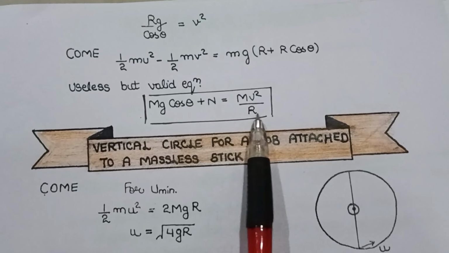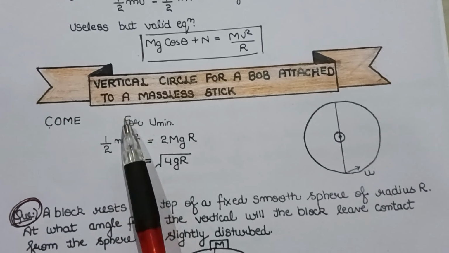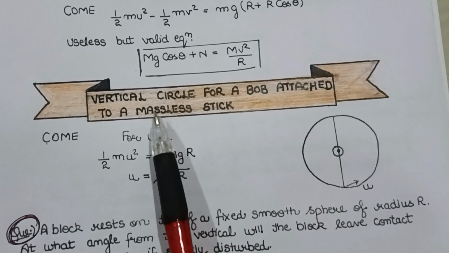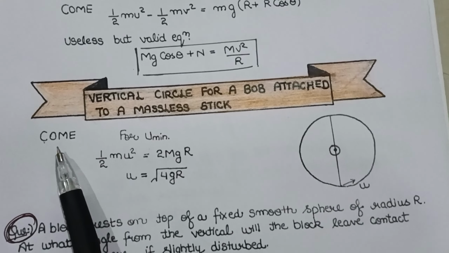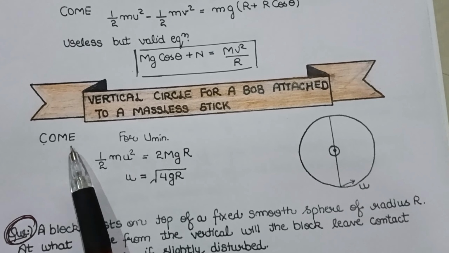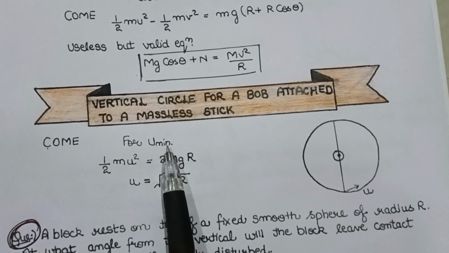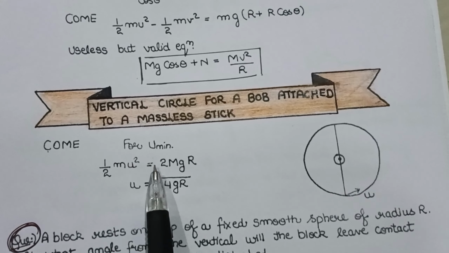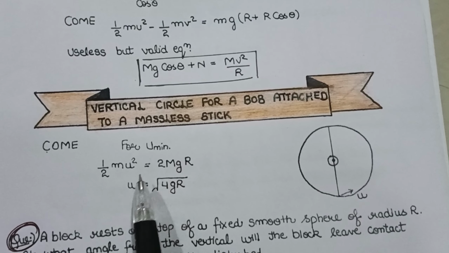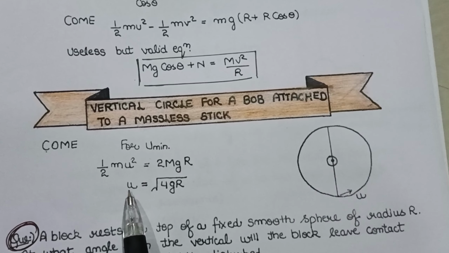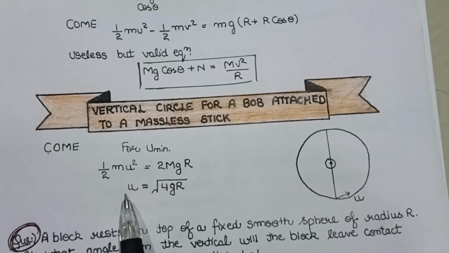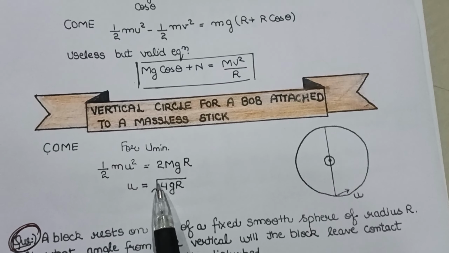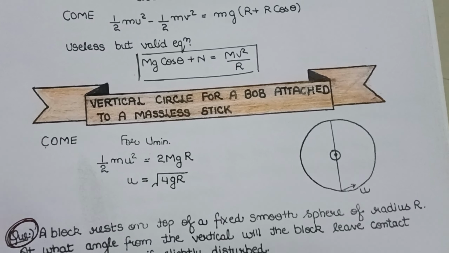Vertical circle for a bob attached to a massless stick. According to the law of conservation of mechanical energy, for u minimum or initial velocity minimum, half of mu square is equal to 2mgr, where we get u, or initial velocity, is equal to under root of 4gr.